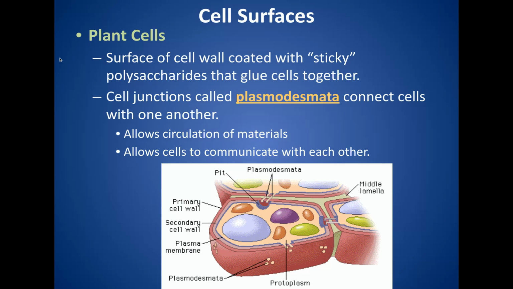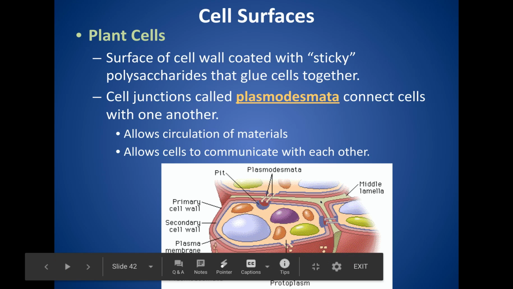Cell surfaces. The surface of a cell is really important. You can see that these plant cells down here are coated with a sticky polysaccharide. And this sticky polysaccharide kind of acts as the mortar that keeps adjacent cells kind of stuck together, kind of pastes them together. And then there are what are called cell junctions.